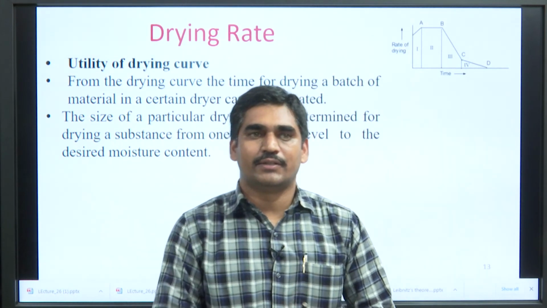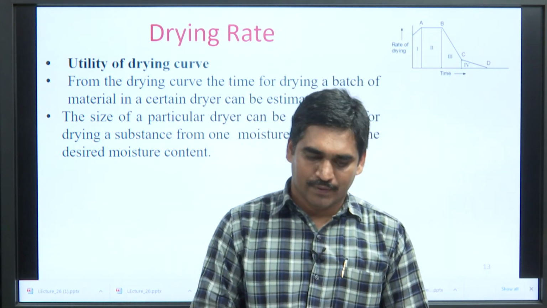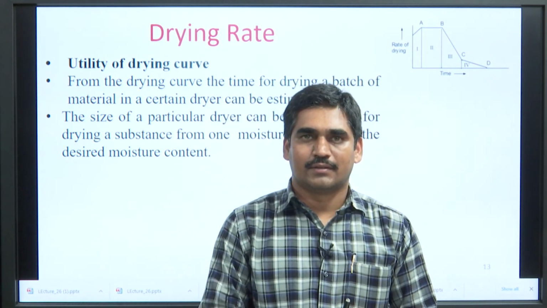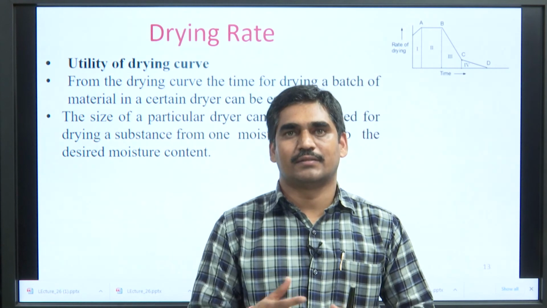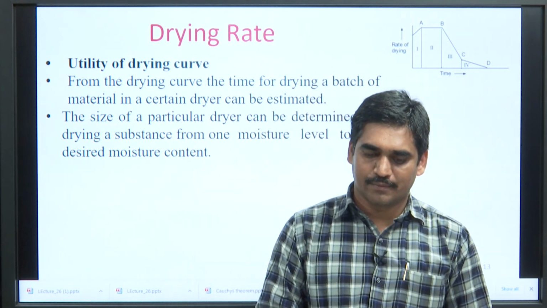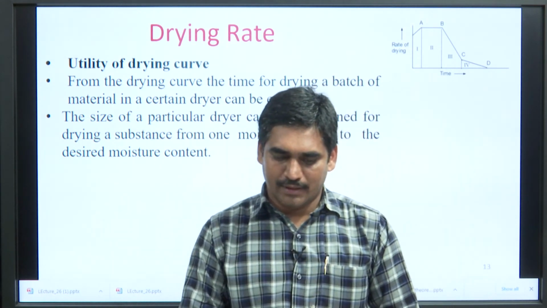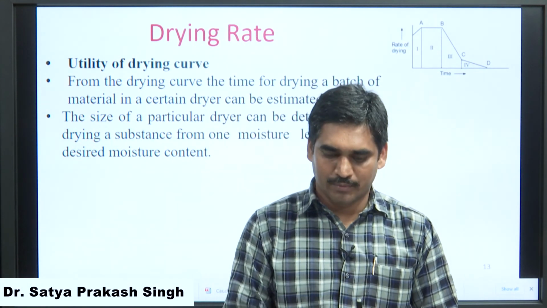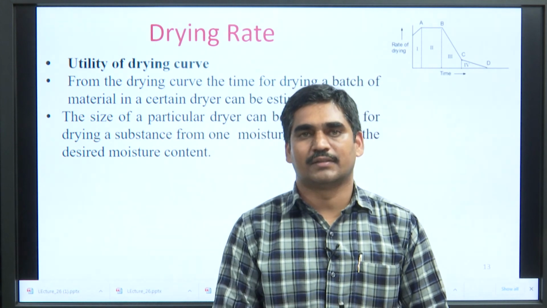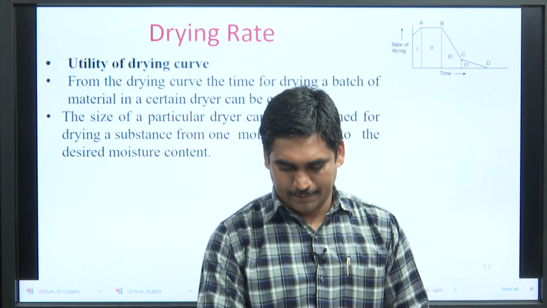What is the utility of this drying rate curve? From the drying rate curve, the time for drying a batch of material in a certain dryer can be estimated. The size of a particular dryer can be determined for drying a substance from one moisture level to the desired moisture content. Thank you.